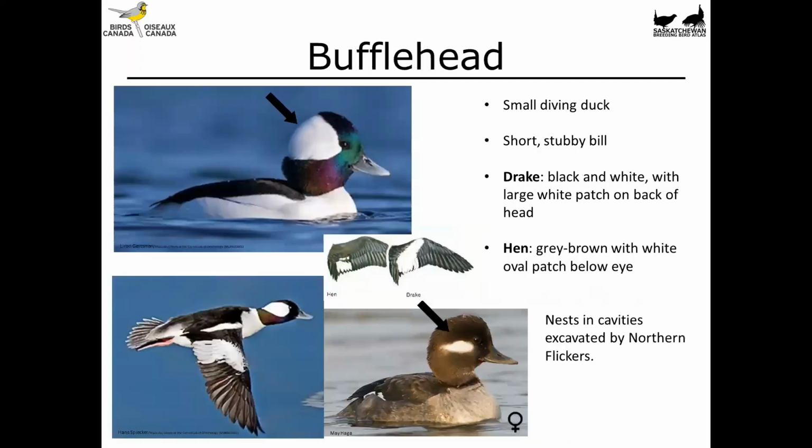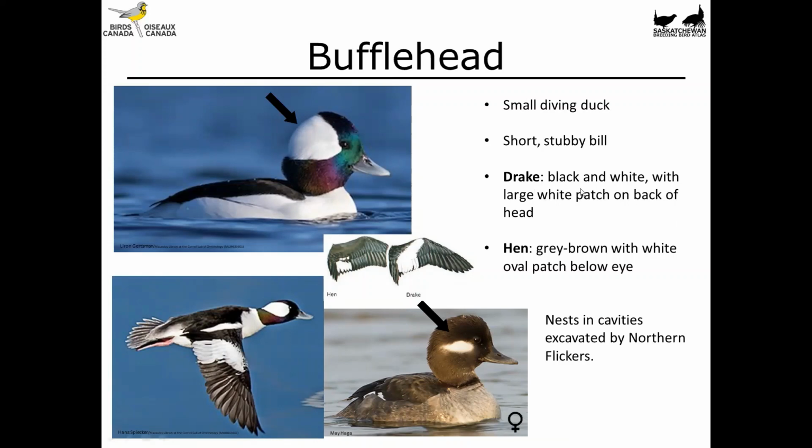The next diver is the Bufflehead. This is a small diving duck that is actually a cavity nesting duck. So this bird needs trees that are big enough to have cavities, and they use cavities that were previously excavated by northern flickers.